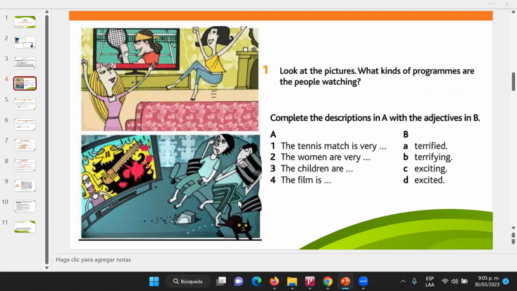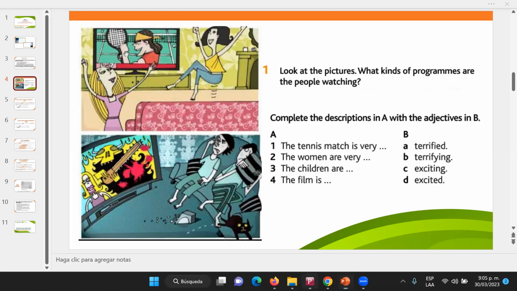So how would sentence number 2 be? William. The women are very excited. Woman or women? Women, sorry. The women. Very good. That's the idea. Let's have a look at number 3. Mavely. The children are terrified. Very good. Let's put it like that for number 4, Jose. The film is terrifying. That would be it. Very good. Well, guys, that is actually the idea of tonight.